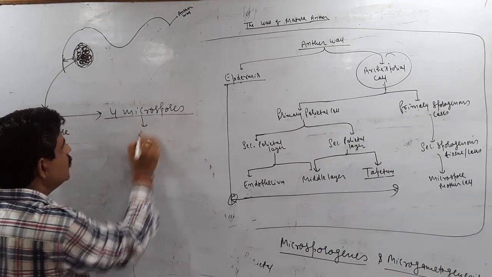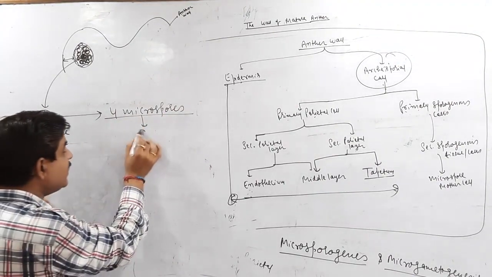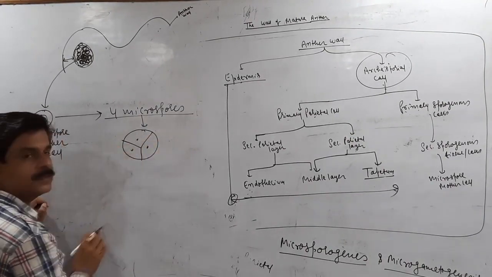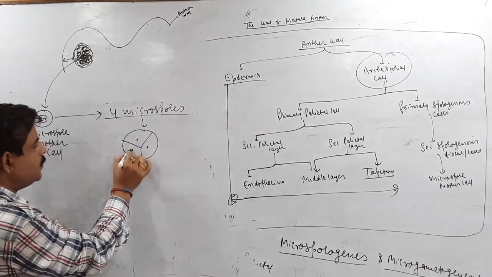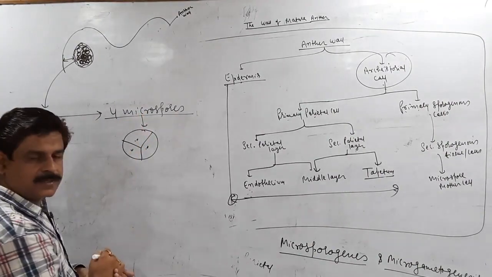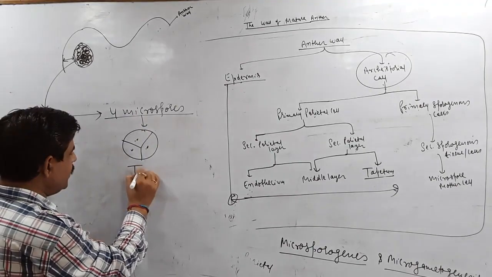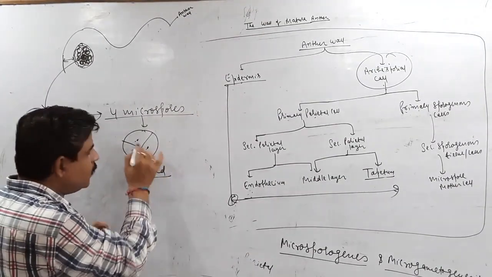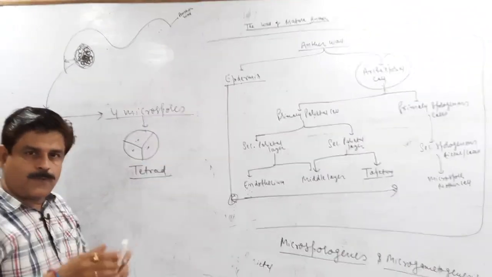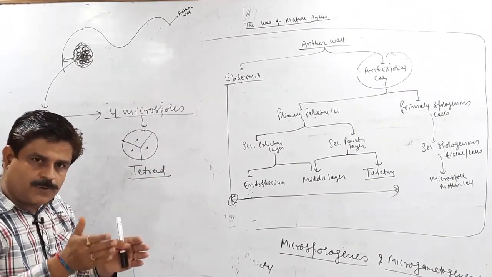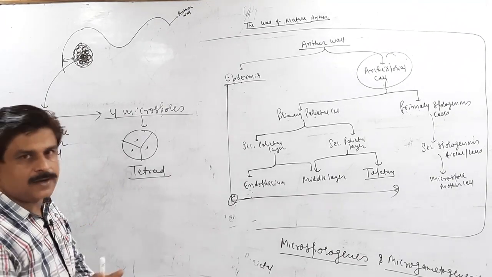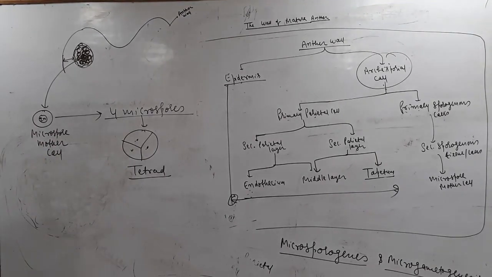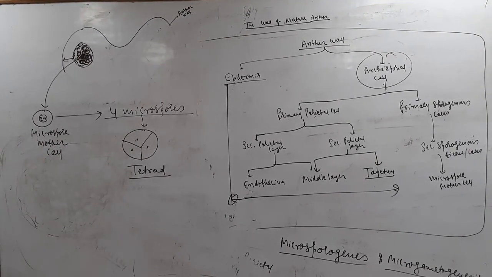These 4 microspores are arranged in the form of a tetrahedral tetrad. 1, 2, 3, and one cell is on the back side. This is called the pollen tetrad, or microspore tetrad. Later on, the 4 microspores separate due to dissolution of the common wall. This is the tetrahedral tetrad.